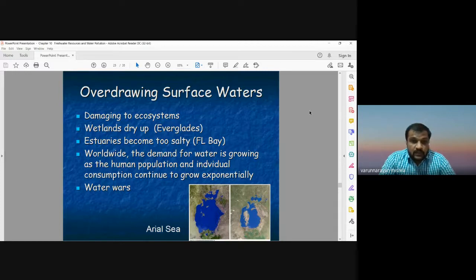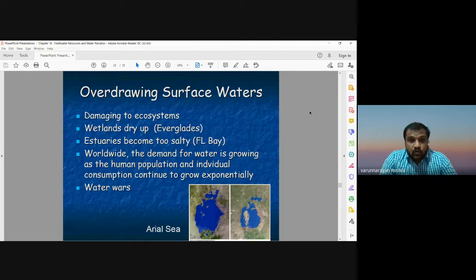Worldwide, the demand for water is growing as the human population is growing at a fast rate, and individual consumption continues to grow exponentially. The use of water is increasing very fast, increasing exponentially. So it is also affecting the wetlands. It is also affecting the surface water.